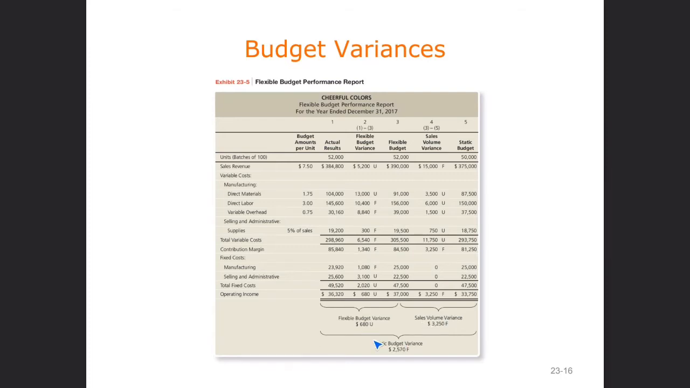For the static budget variance, you're going to take the actual results, 36,320, minus the static budget results of 33,750. That's the static budget. And then the sales volume variance would be flexible budget minus static budget. And so it kind of shows you down here.